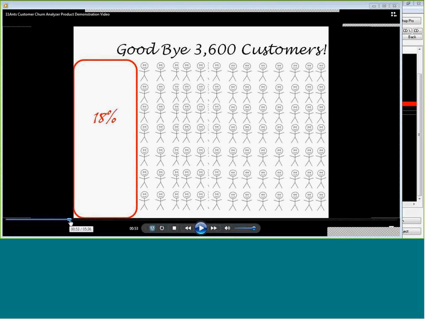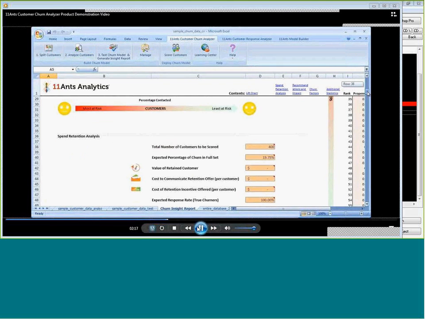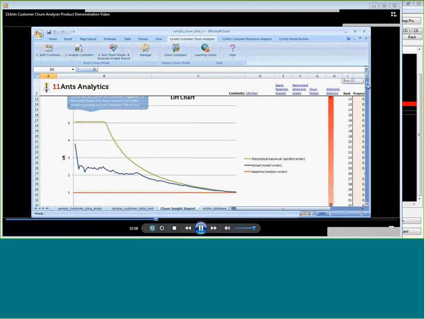The first part is all about building a model and so forth. Now, again, here's just a quick explanation. Customer ID, age, average balance, transactions per month, city, education, gender, income, and of course, we're trying to predict whether they churn or not. So we don't need to watch the model being built for the churning. I'm going to scroll over to here.